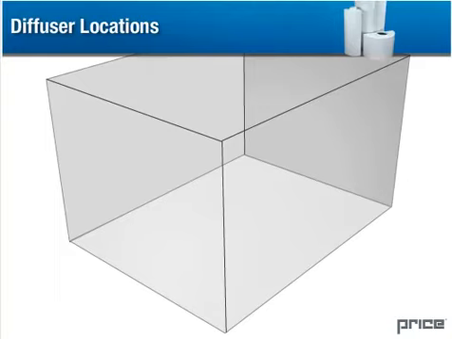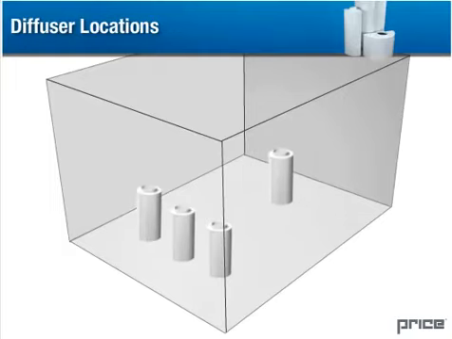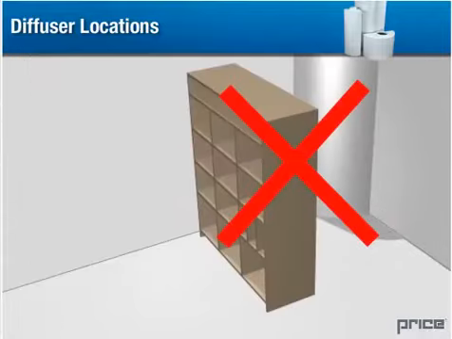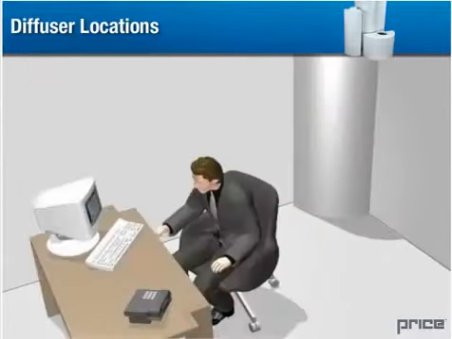For large open spaces, diffusers can be placed in the middle of the space. Place more diffusers in areas which have a higher cooling load. Avoid placing large obstacles near the diffuser face. Place diffusers no closer than 2 feet from the occupants.